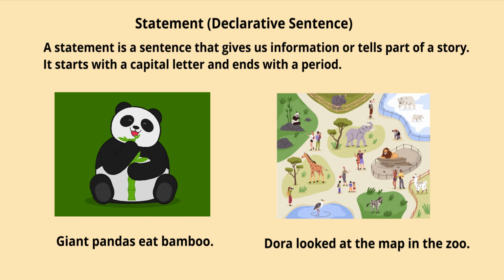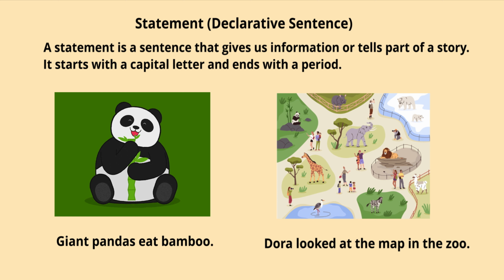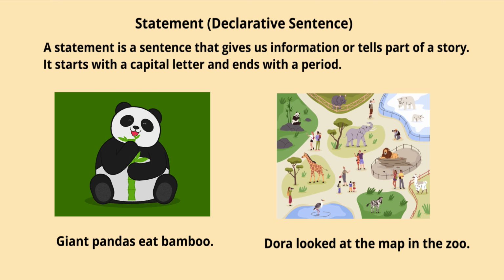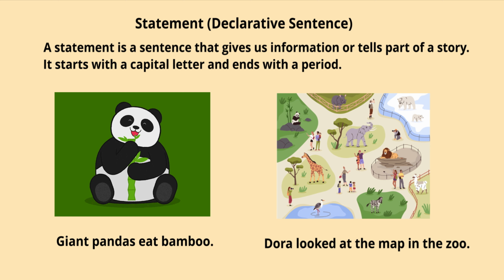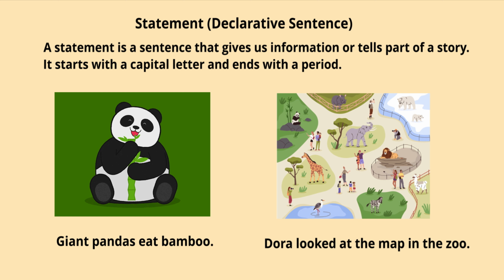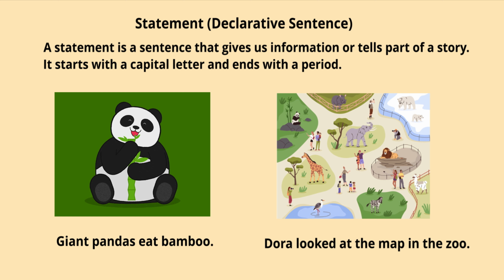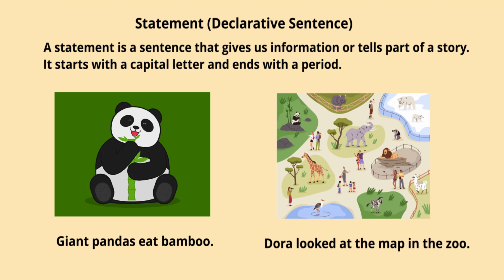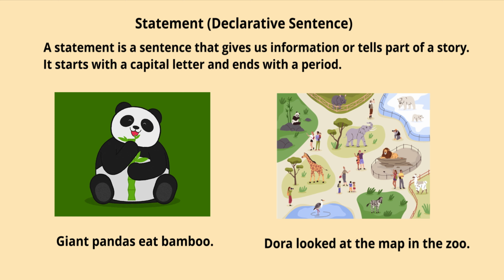Let's see the first one, statement, declarative sentence. A statement is a sentence that gives us information or tells part of a story. It starts with a capital letter and ends with a period. In the first visual, you can see a big panda eating bamboo, right? Giant pandas eat bamboo. So what are you doing here? You're giving some information about the pandas, right? So this is a statement. And a statement is always a declarative sentence.